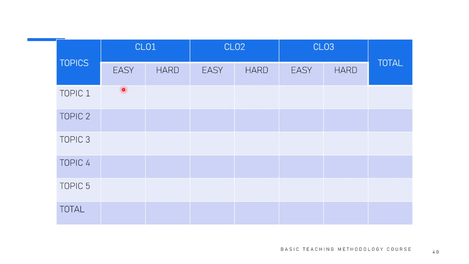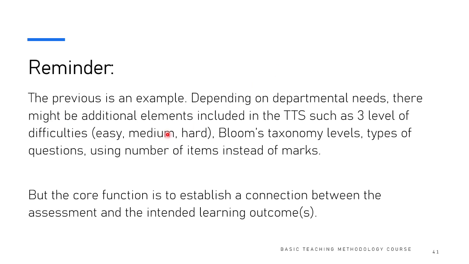Some other departments even use Bloom's taxonomy level. But most importantly, it is how the questions are measuring the intended learning outcome that is actually aligned in the course outline. Okay. Reminder, the previous is an example depending on departmental needs, the one that I've already explained to you. So my department uses easy, medium, hard, 3 levels of difficulties.